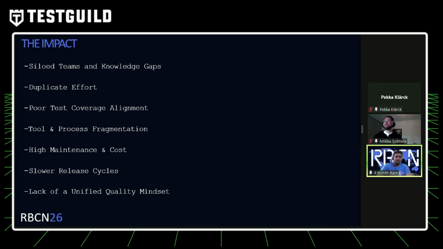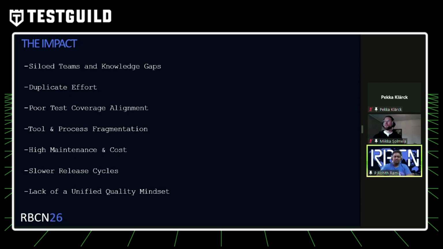The next important thing is that this leads to poor test coverage. The functional team focuses fully on business use cases, edge cases, and so on, while the test automation team focuses mostly on the happy path and regression test cases. So the coverage is not totally aligned between them, or is sometimes misaligned between the teams.